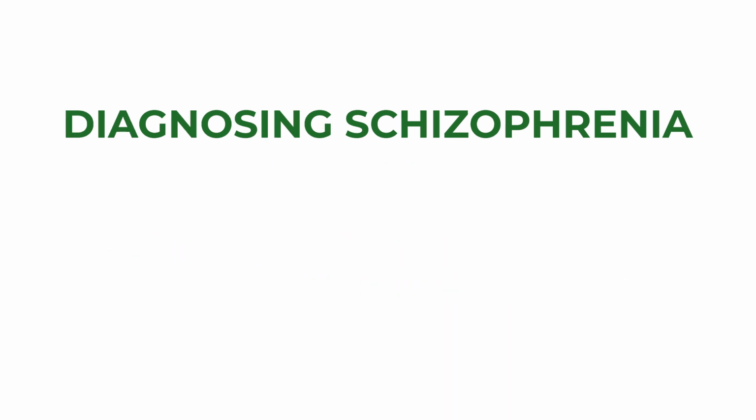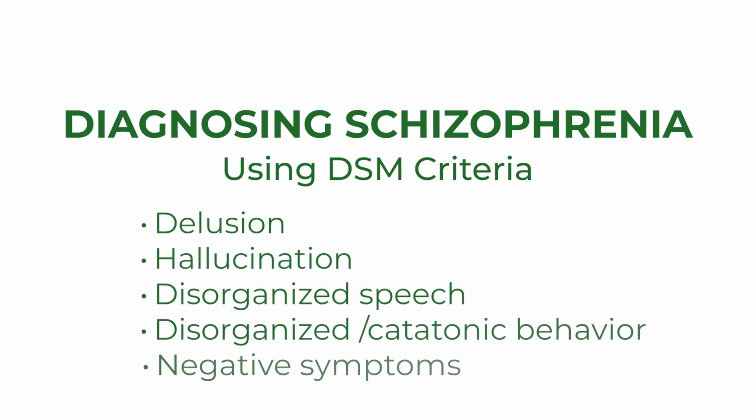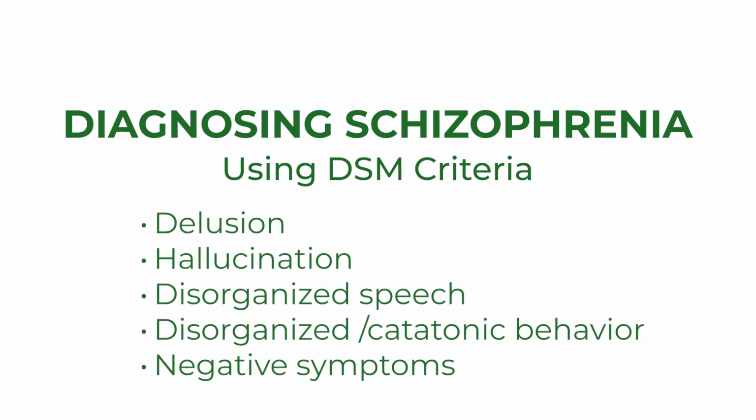How do we diagnose schizophrenia? Using DSM criteria. The person that has schizophrenia will have at least 2 core symptoms from these 5 symptoms I'm going to mention. Delusion, hallucination, disorganized speech, disorganized behavior or catatonic behavior, as well as negative symptoms. As long as the patient is having 2 or more from these 5, I'll repeat them again. At least 2 of these core symptoms must be presented by that individual. Delusion, hallucination, disorganized speech, disorganized or catatonic behavior, as well as negative symptoms.